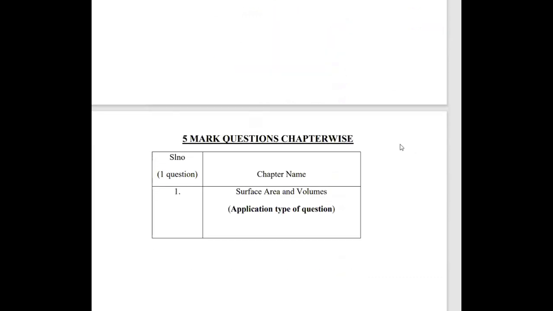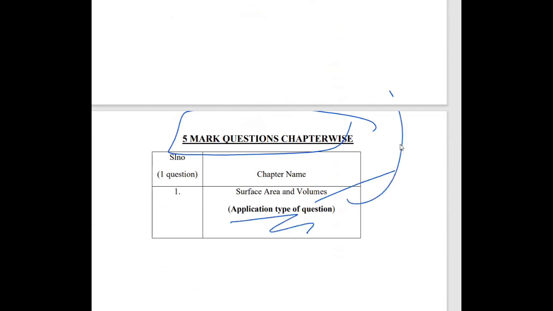Next, 5 markers. I'm 100% sure it will be surface area and volumes again. So please practice properly. If you are lucky enough, surface area might go to the 4 marks question and you might get a theorem. If you're lucky enough, a theorem on 5 marks. A 5 marks theorem can be asked again as a 4 marks one. So this is what the changes can be expected.